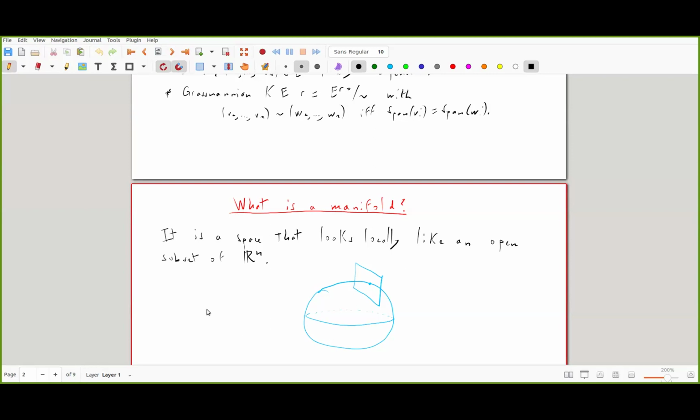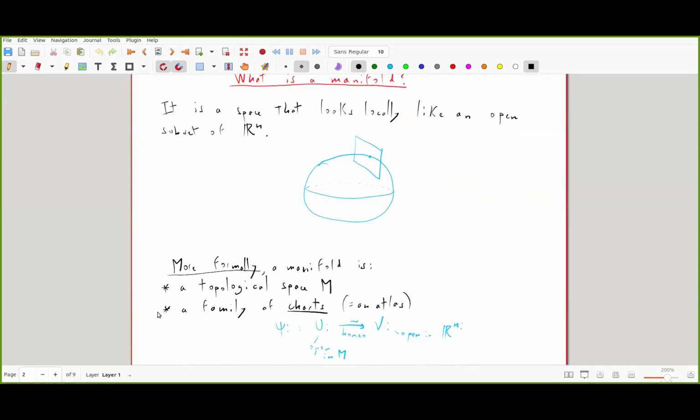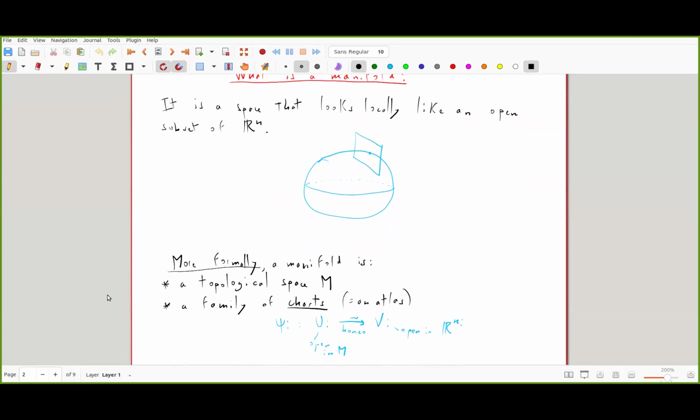More formally, a manifold is a topological space M. If you don't know what a topological space is, it means you have a notion of closeness on M, points being close to each other. And it comes with what we call an atlas, a family of charts on M. The charts go from open subsets of M to open subsets of some vector spaces R^(n_i).